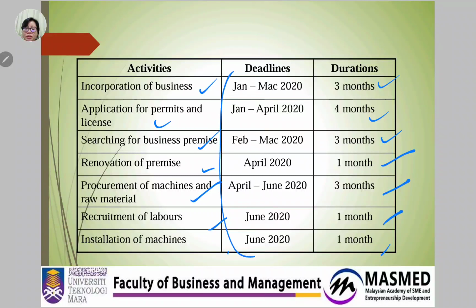Okay, in this case, it takes about 6 months for this example for you to open up your business, to the point of installation of machines. There could be more. Okay, this is just an example.